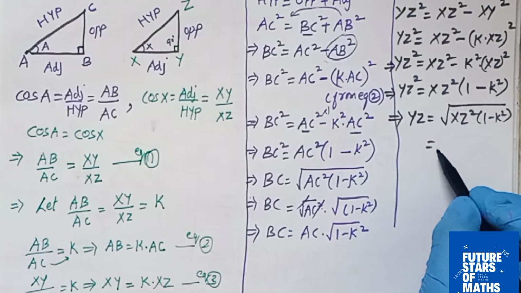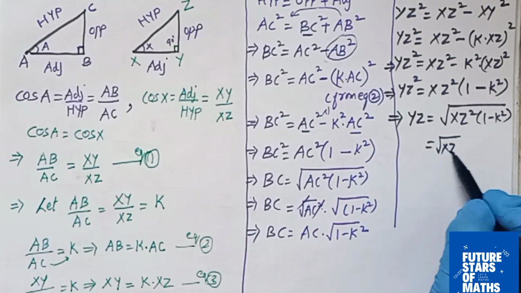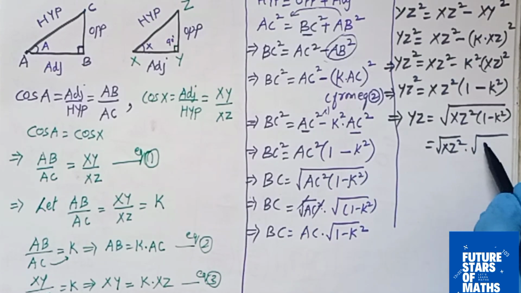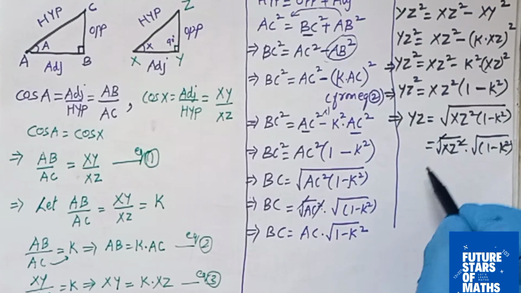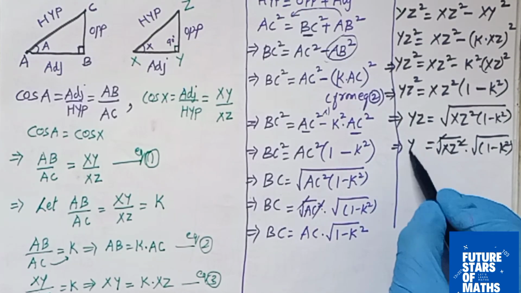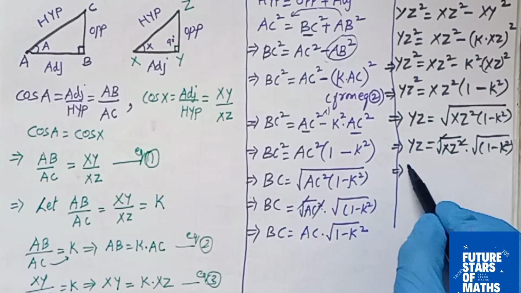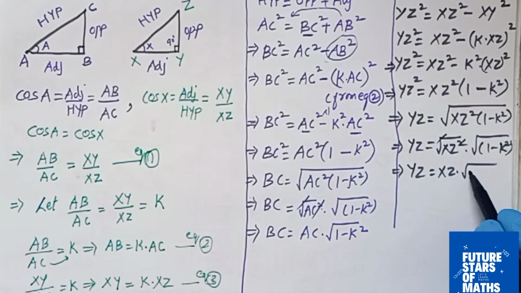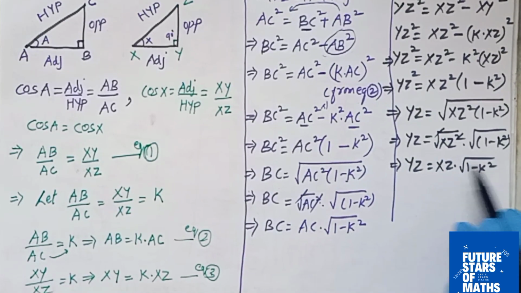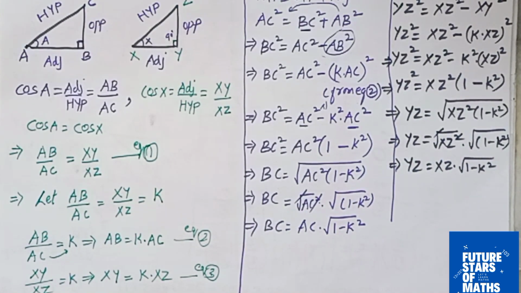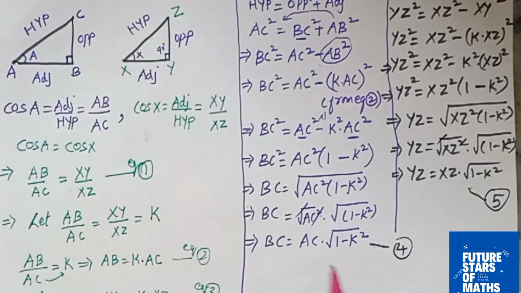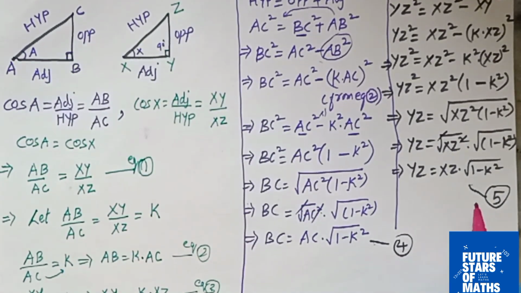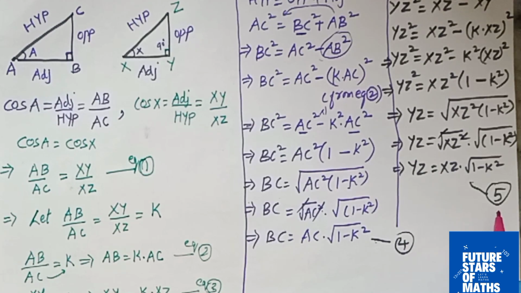Then we have to separate this root: root XZ square into root 1 minus K square. The square and root get cancelled and we get the value of YZ as XZ into root 1 minus K square. Okay students, is it clear till here? Now let this equation be the fourth equation and this equation be the fifth equation.